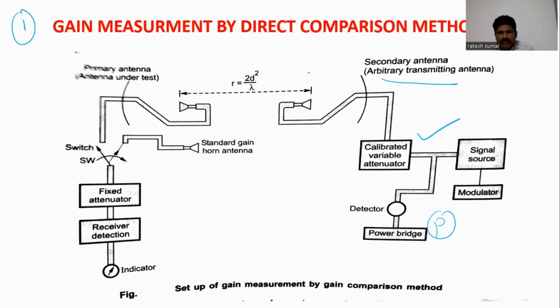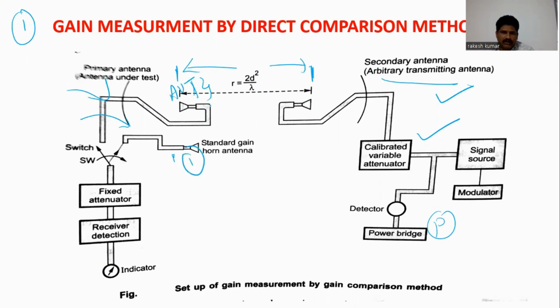I have already told that what should be the separation distance between transmitting antenna and the receiving antenna. Compulsorily, they should be separated by a distance of R is equal to 2d square by lambda. So this is my transmitting antenna. At this side, I have kept two antennas to measure. One is standard gain horn antenna, and the other one is antenna under test, AUT. Okay, so this is standard gain horn antenna.